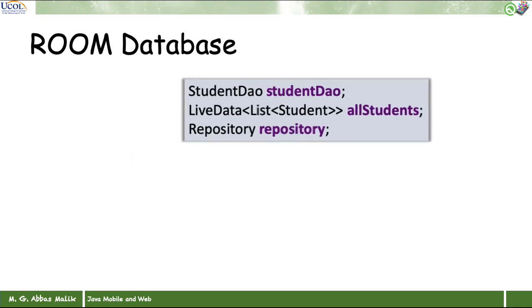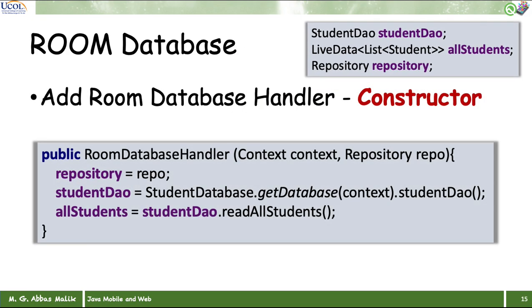And then we also have the constructor in that particular database handler class. RoomDatabaseHandler is the name of the class. So we have exactly the same name for the method, that is the constructor of the class, which is taking two parameters as input. One is the context of the application and the other one is the repository, repo.